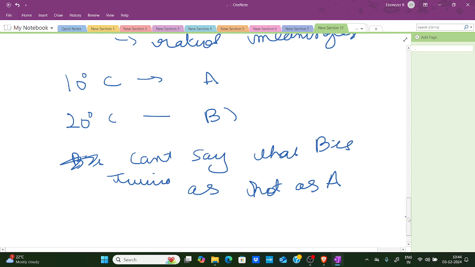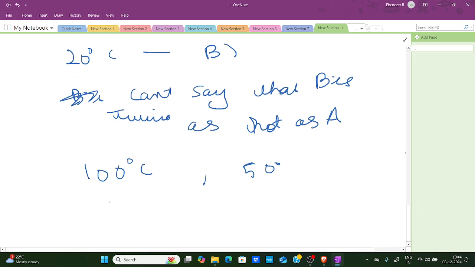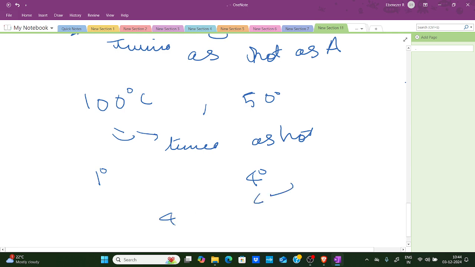Whether something is 100 degrees Celsius and something else is 50 degrees Celsius, I can't say that it is twice as hot. Or if something else is, say, 104 degrees Celsius, I can't say that this object is 4 times hotter than the other. So because it lacks a true 0 point, it makes the ratios meaningless. Hence in the interval scale, differences are meaningful, but ratios are not at all meaningful. I can't say that something is twice or thrice something else. That is your key distinction.